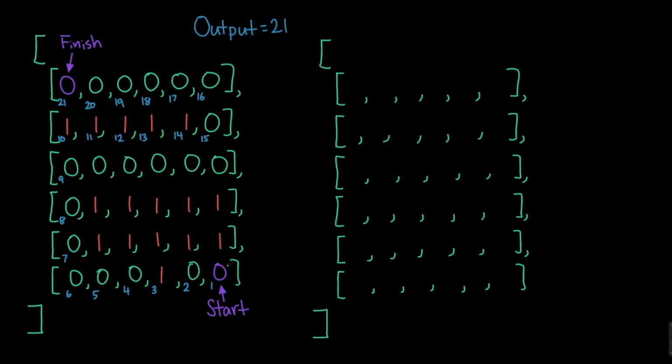So we start in the bottom right. We need to get to the top left. We're allowed to remove one wall, but other than that, we cannot pass through any of these walls, and we need to figure out the length of the shortest path. So as far as the example here, the answer is 21.